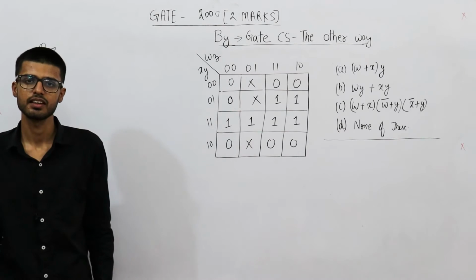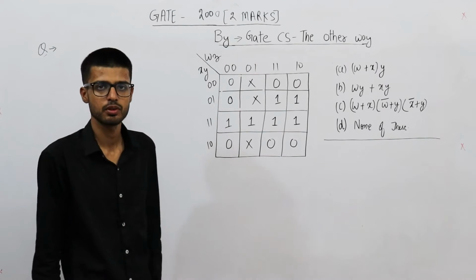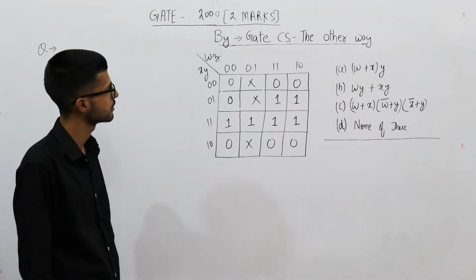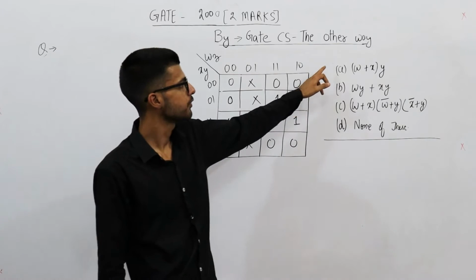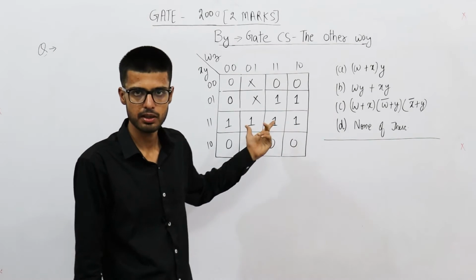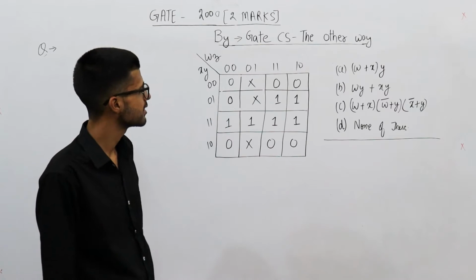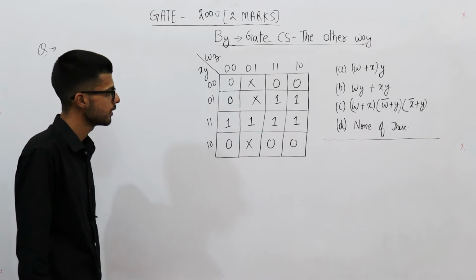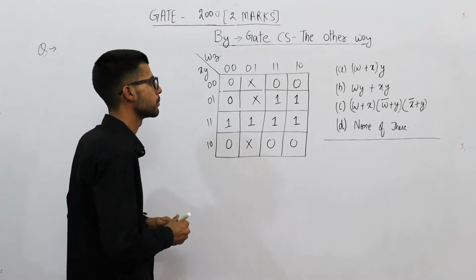Hello students, welcome back. This question is from GATE 2000 exam and is for 2 marks. They are saying which of the following does not implement the given K-map. This K-map is given in the question. Okay, let's just try to minimize this K-map.